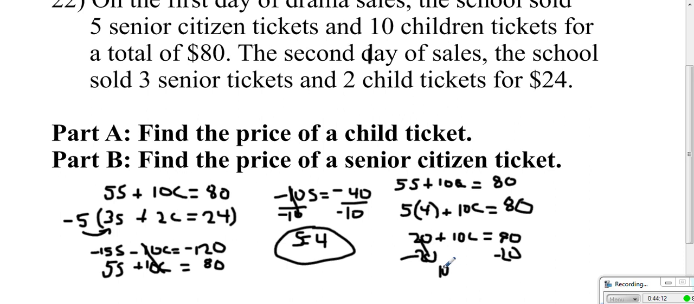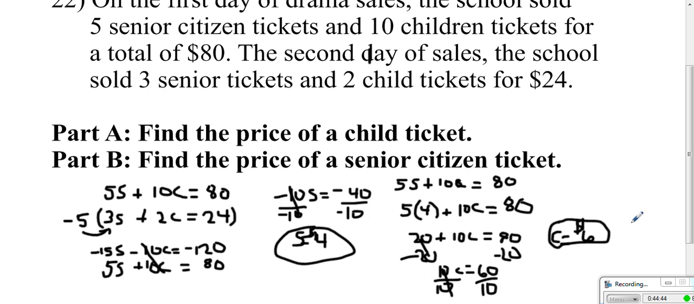And 10C equals 60. You divide by 10 on both sides. C, which is the price of the child ticket, is $6. So $6 for the child ticket and $4 for the seniors. Shouldn't seniors be more? Right? I don't understand this. But anyway, that's it.